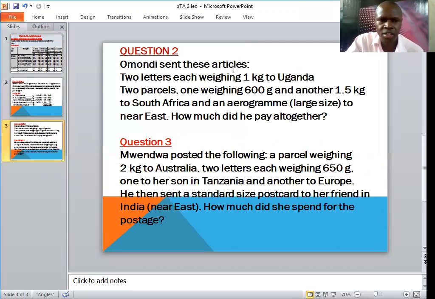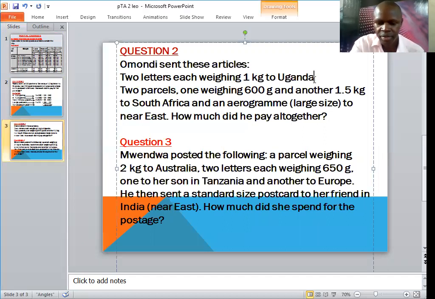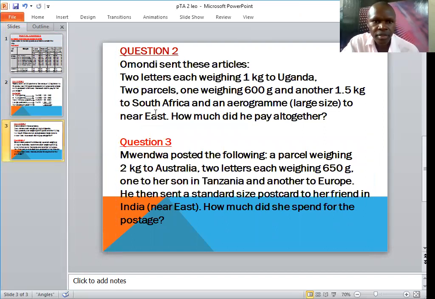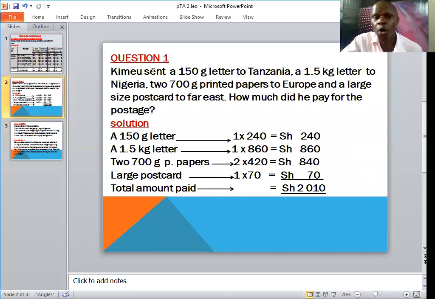Omondi sent these articles: two letters each weighing 1 kilogram to Uganda. Two parcels, one weighing 600 grams and another 1.5 kilograms to South Africa. Remember, South Africa is under rest of Africa. And an aerogram that is a large size to Near East. How much did he pay altogether? That means you will do exactly the way you have done question one.